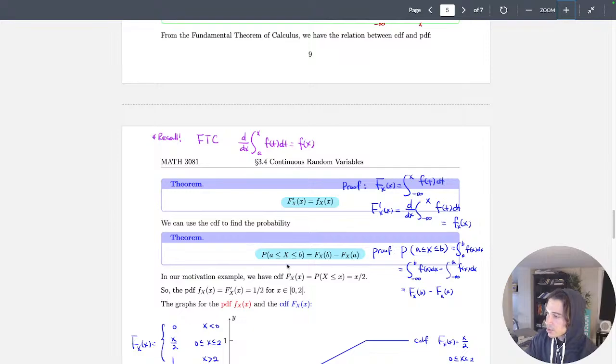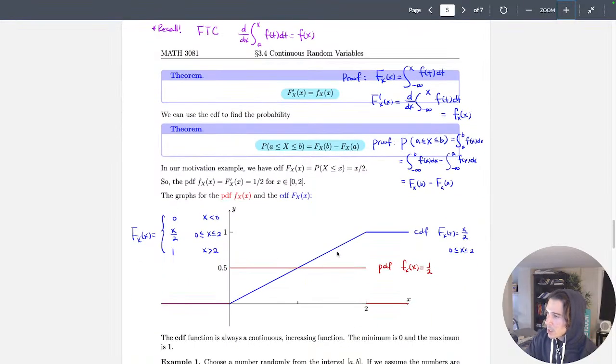We can use the CDF to find the probability. Probability a less than or equal to X less than or equal to b equals F_X(b) minus F_X(a). So this is just everything up to b minus everything up to a, which is going to get you the area of the interval between a and b.